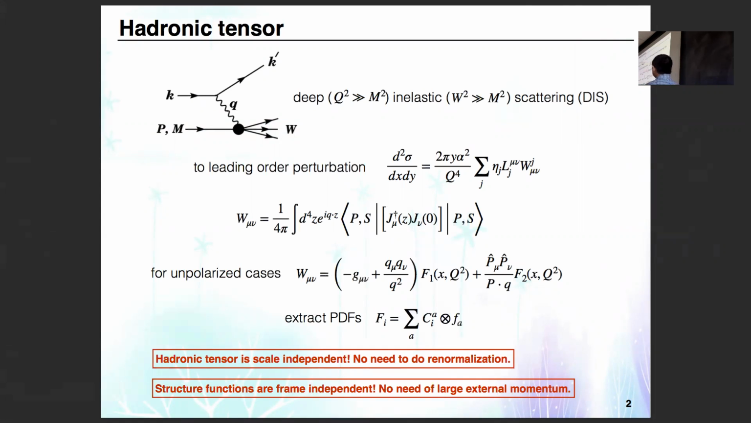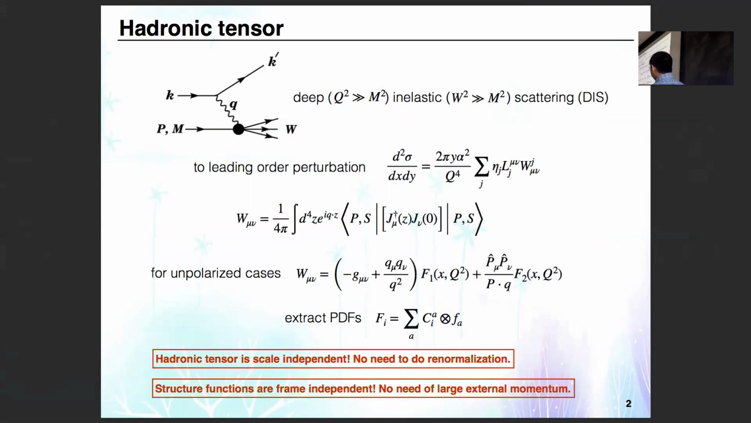We know that the double differential total cross section of the inelastic scattering can, to the leading order approximation, be related to the hadronic tensor. The hadronic tensor, which is the non-perturbative part, is actually this matrix element of the proton with two vector currents.